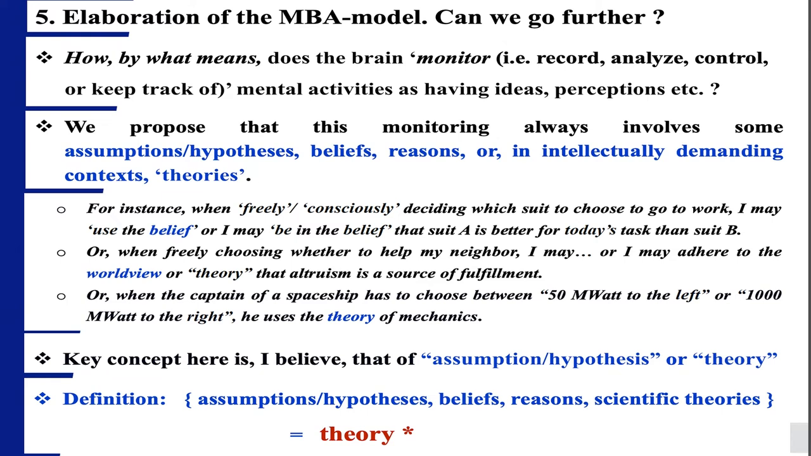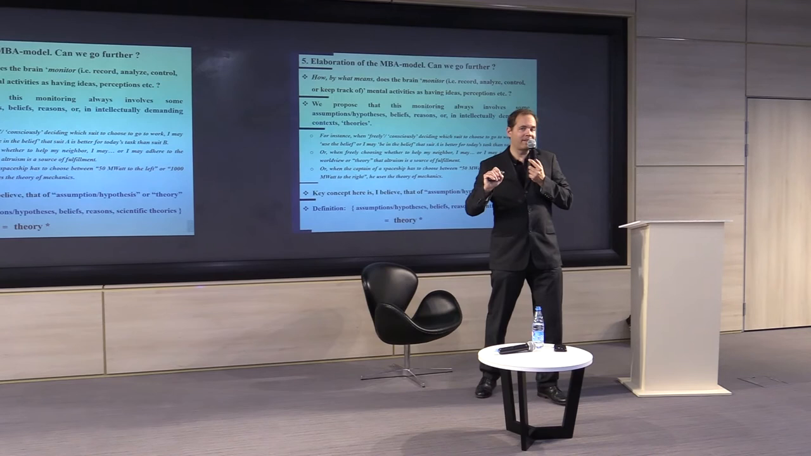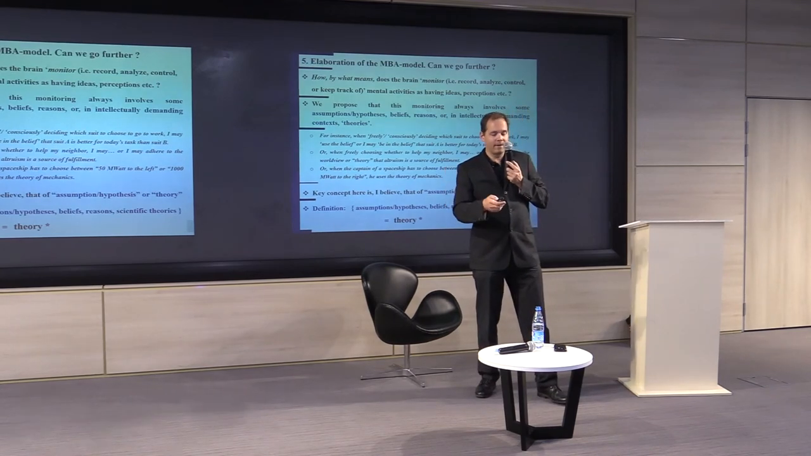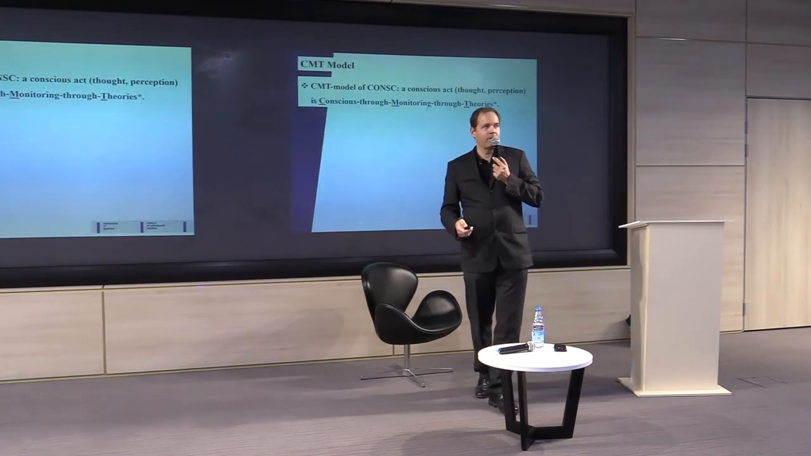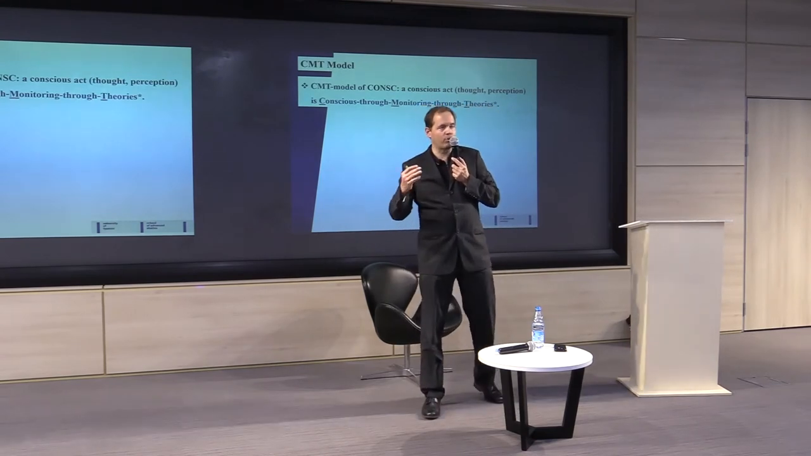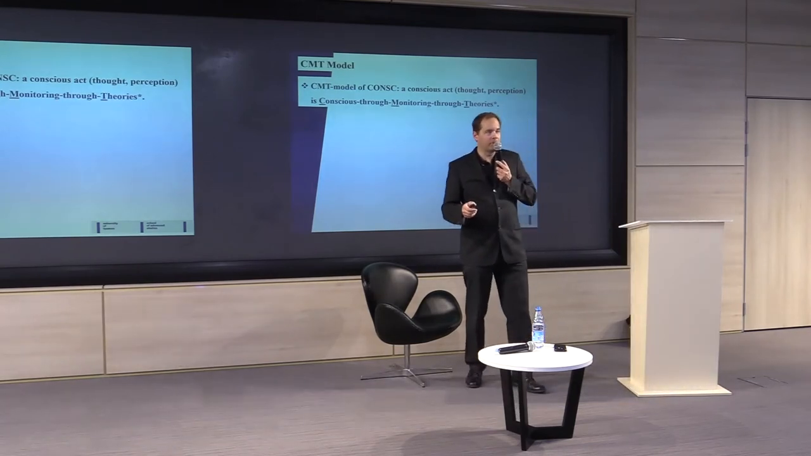Okay. And we introduce here a little definition we call theory star. It is an umbrella concept, a general concept, which simply denotes any of these other concepts here, such as assumption, belief, reason, and scientific theory. We do that because this makes the thing simple. In three words, you can say something becomes conscious through monitoring, through theories with a star. And that is the origin of this word CMT, the model of consciousness.